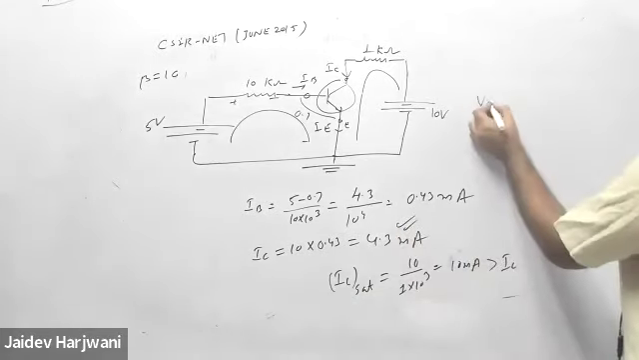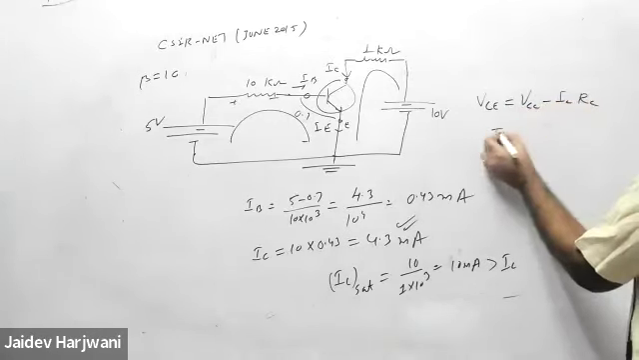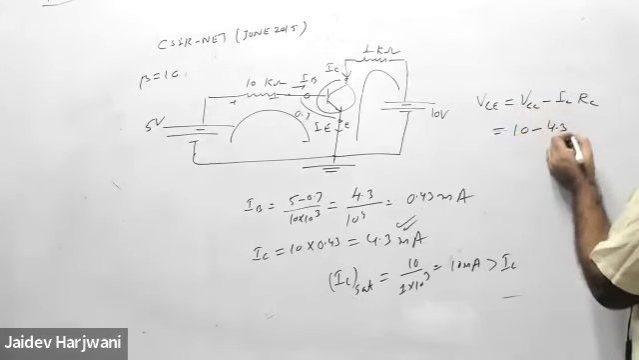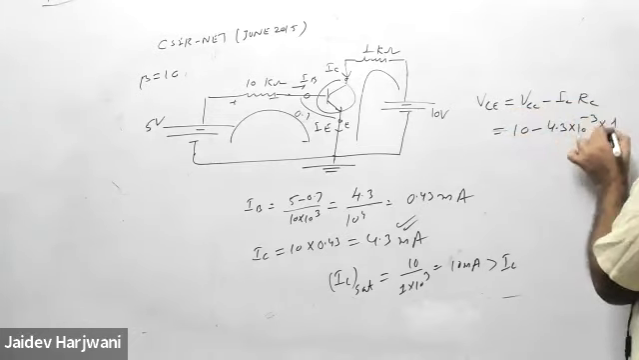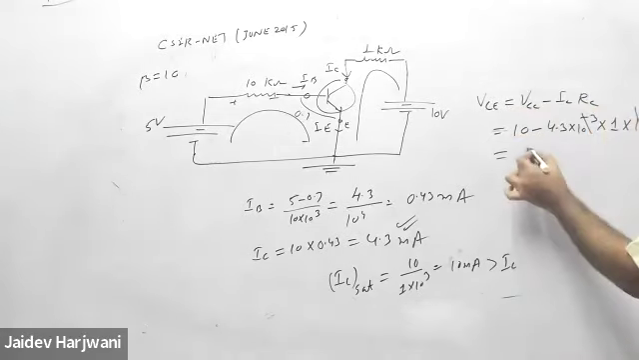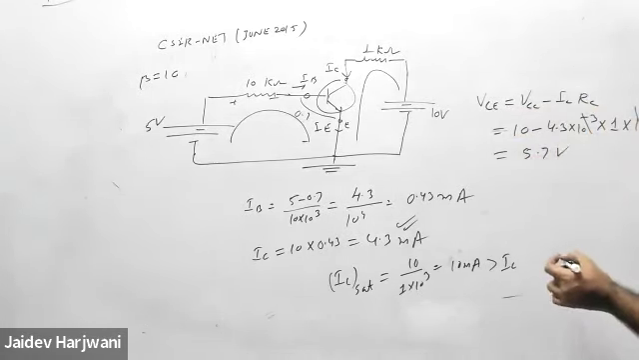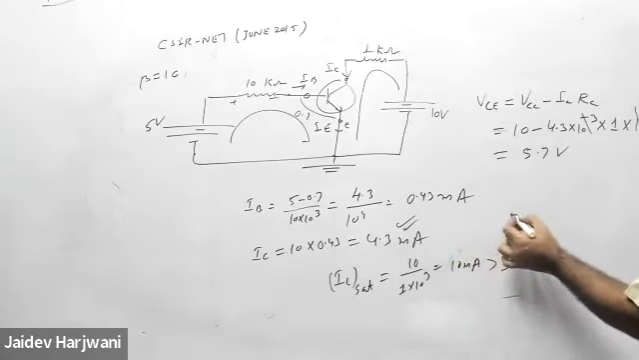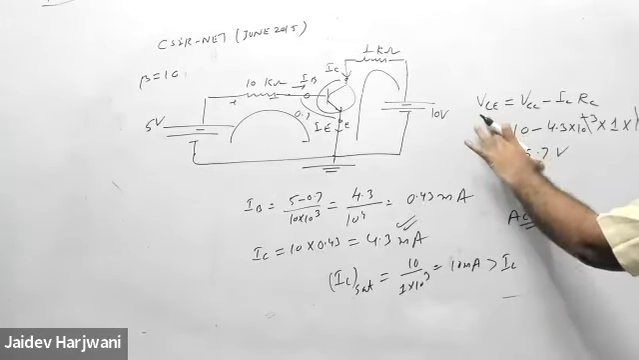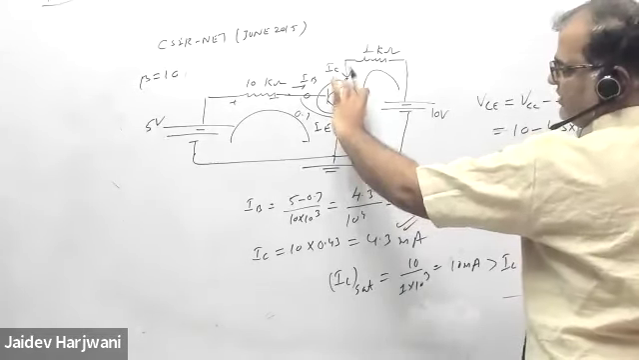And now you can find VCE is equal to VCC minus IC RC. VCC is your 10, IC is 4.3 milliampere into 1 kilo ohm. This cancels out. So this is your 5.7 volt. So now this says that operation region is active. VC is also 5.7 volt, much greater than your 0.7 volt. So this is the 5.7.